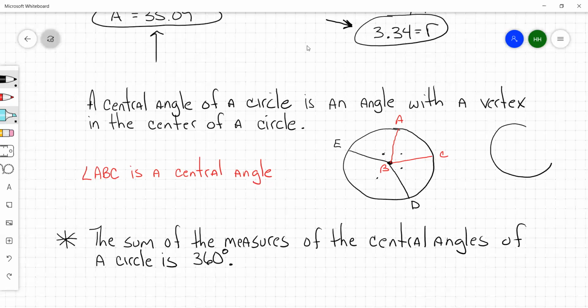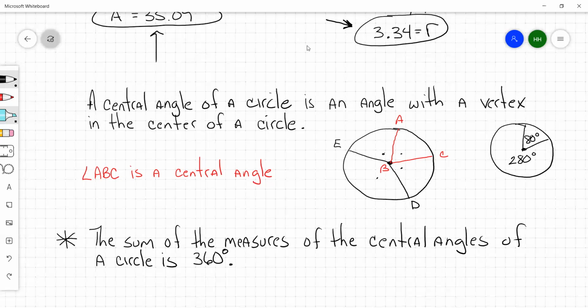If we get this picture, you don't need to draw it, just watch. If this is 80 degrees, what's this other central angle equal to? 280, right? 280 and 80 is 360. So you can use the angle sum theorem to find out different central angle measures in a circle.